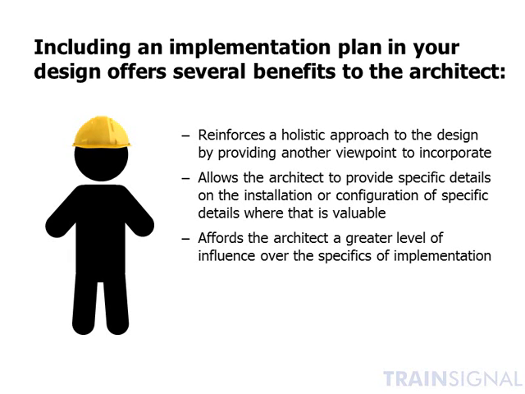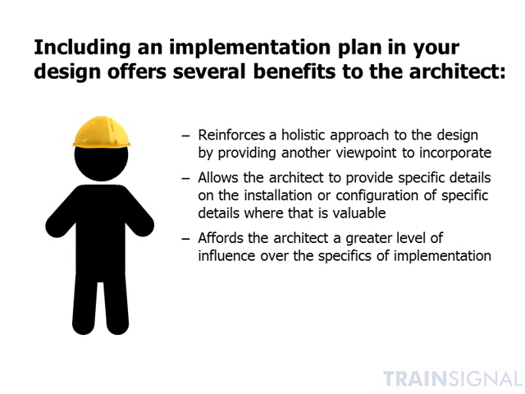Second, it allows the architect to provide specific details on the installation or configuration of specific parts of the design where those details can be valuable. This is particularly true when multiple ways exist to implement a particular feature specified in the design. By not specifying these details, you, the architect, are leaving an area that could potentially influence and impact the rest of the design, but you haven't accounted for that. Providing an implementation plan allows you to account for the potential impact that implementation details might create.